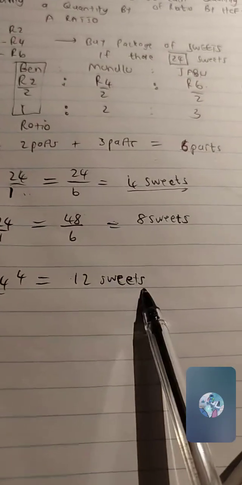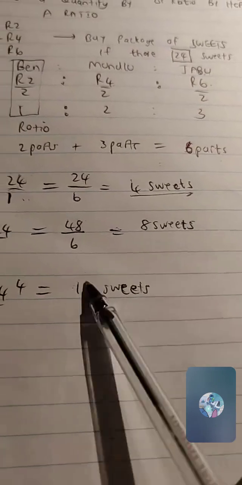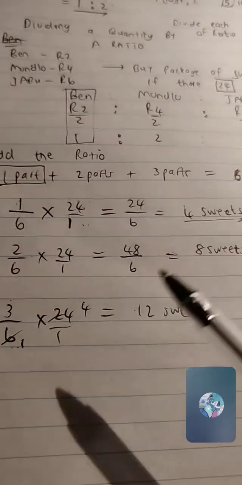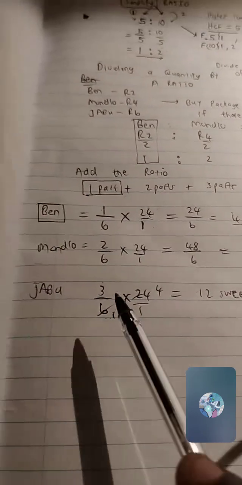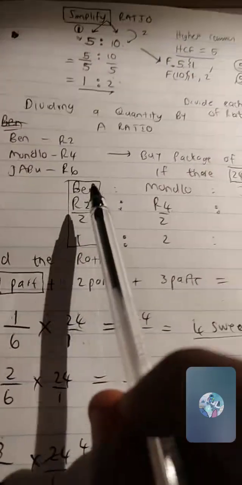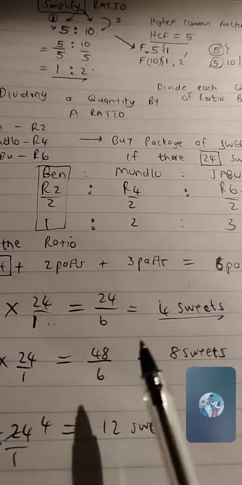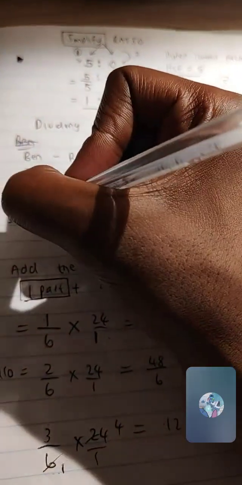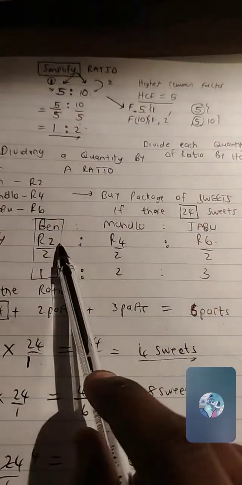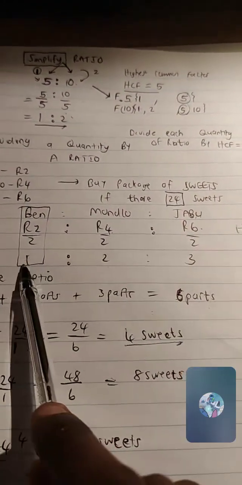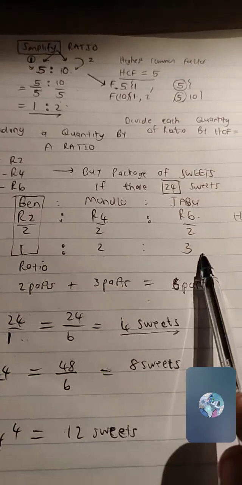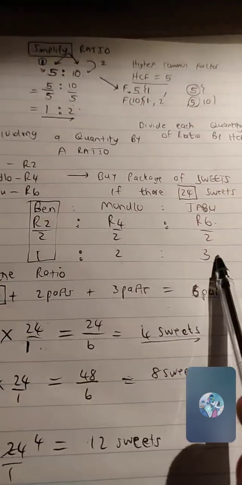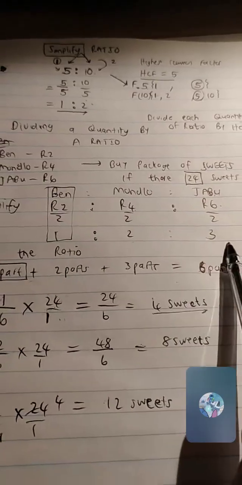But then Jabu paid 6 rand. It makes sense that he got 12, the most sweets out of all of his friends. So this is a representation of the number of sweets based on the amounts that were paid. What we had to do first was simplify the ratio, because it was evident that 2 rand is to 4 rand is to 6 rand can be represented as a simplified ratio. So 1 is to 2 is to 3.